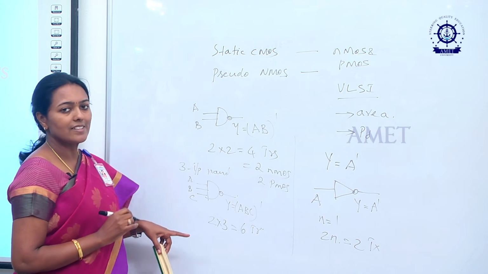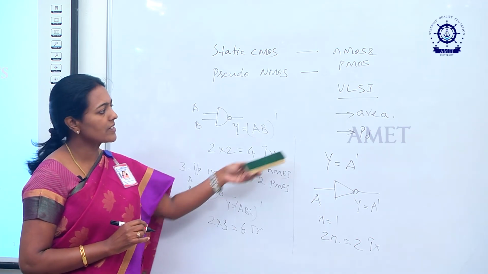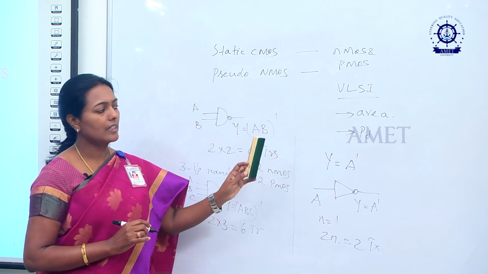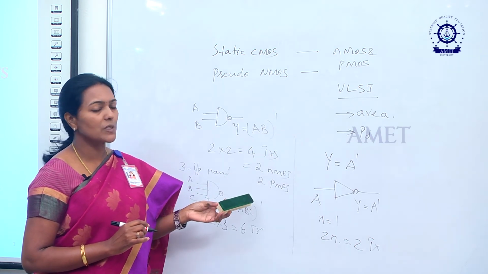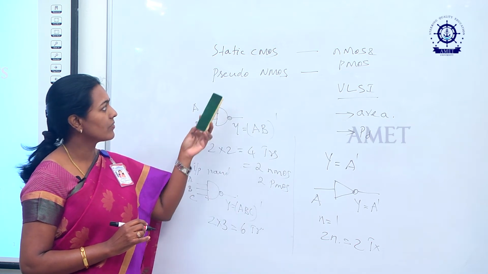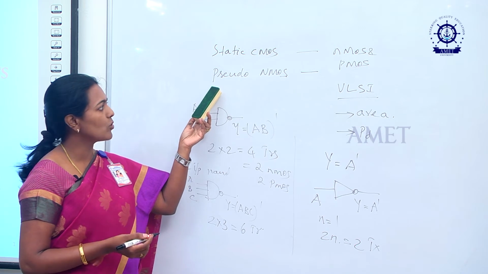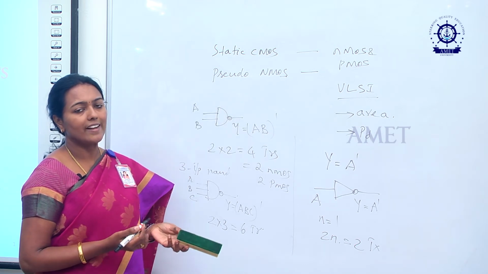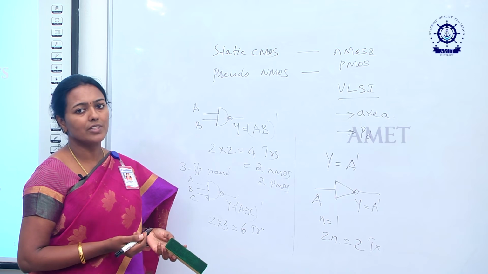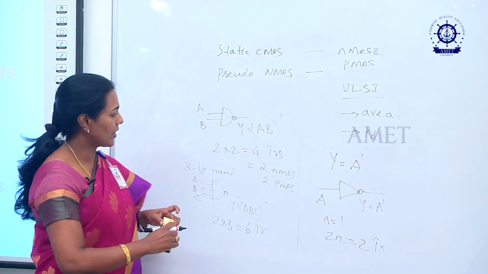So, in static CMOS, you need more number of transistors. So, it occupies more area. Naturally, the power dissipated in the circuit is also more. To avoid all such issues, we are going for other types of logic, that may be either pseudo NMOS or dynamic CMOS or pass transistor logic. There are other logics also available, that we are going to discuss one by one. Okay.